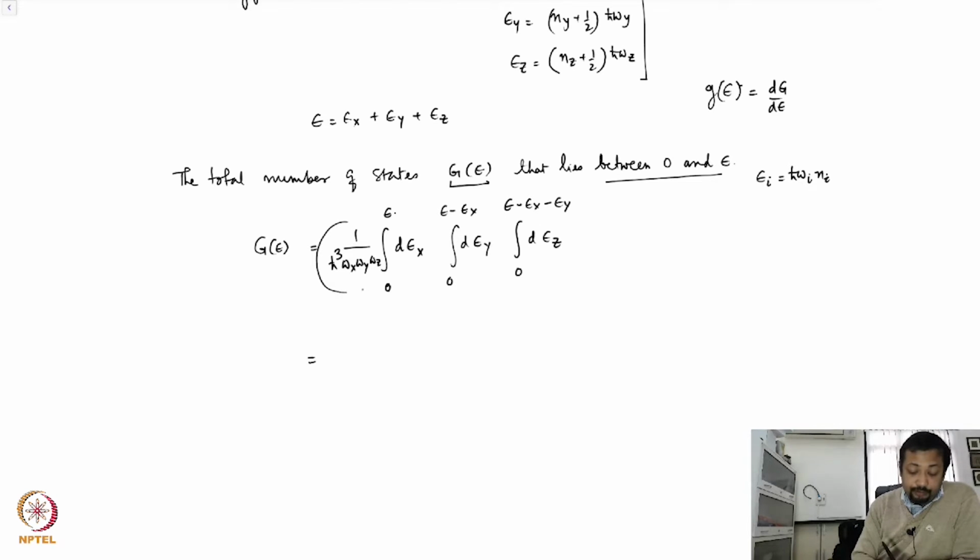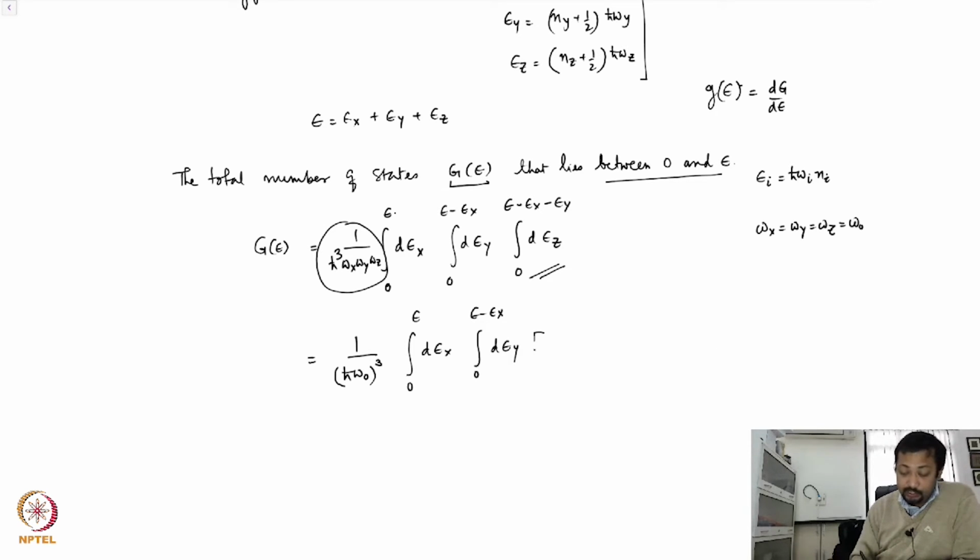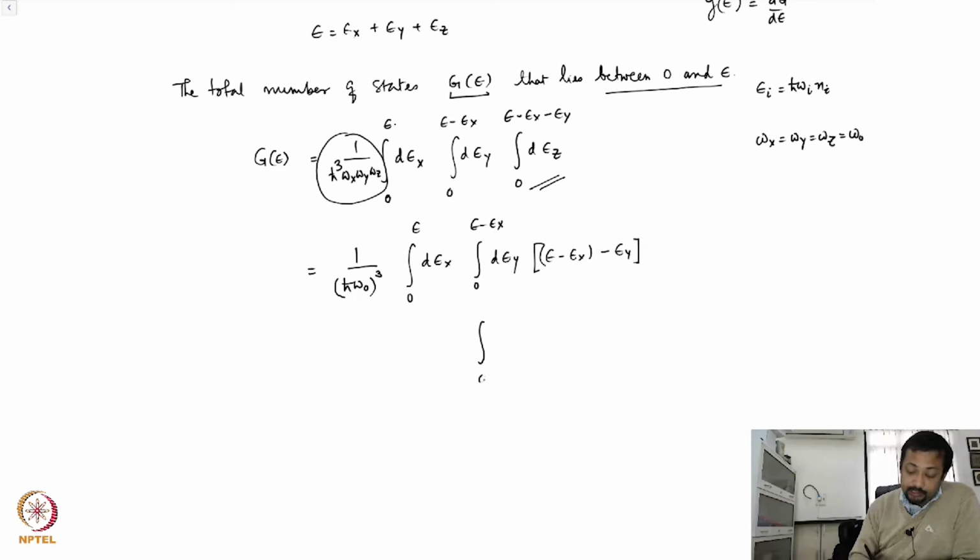Well, we don't want to carry forward this cumbersome factor that sits outside, so here we make the assumption that omega x equals omega y equals omega z equals omega naught, so that I have h bar omega naught whole cube, and then the integral is 0 to epsilon d epsilon x, 0 to epsilon minus epsilon x d epsilon y. If you carry out the integral over epsilon z, you will be left with epsilon minus epsilon x minus epsilon y.